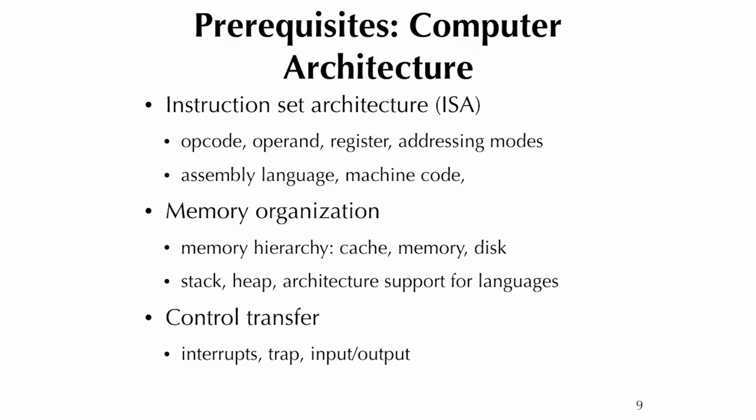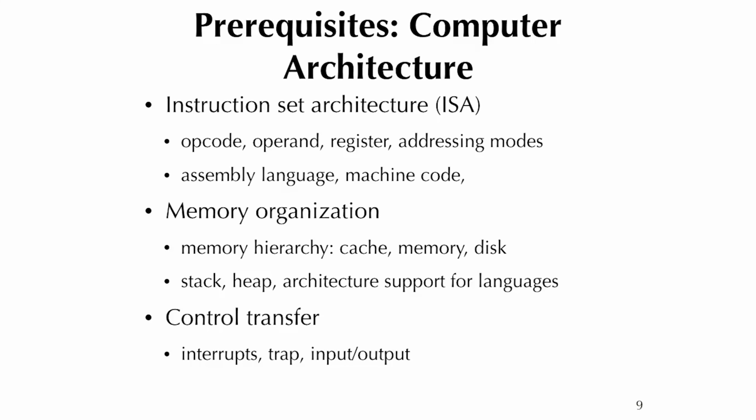Assembly language, what's an assembly language versus a machine language? You should know the difference. What's machine code? And you should have a good idea of the memory hierarchy. What's a cache? What's a main memory? What's a disk, right? And the words stack and heap in different contexts, right? So computer architectures do support a hardware stack, and some support for heap and other support for programming languages.